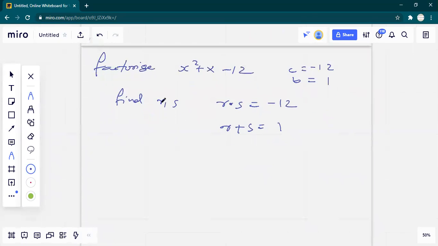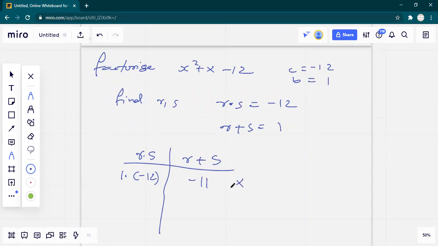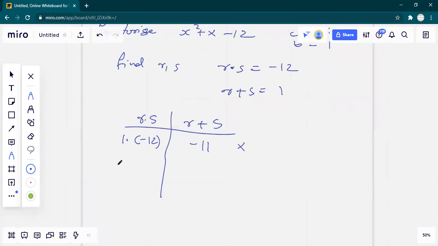Okay, let's prepare the small table. We need the combinations: r times s is equal to negative 12, r plus s is equal to 1. So let's factorize the negative 12 first. The simple factorization is 1 times negative 12. That's equal to negative 12, and the r plus s here is negative 11. So it will not work because the coefficient of the middle term is 1. So this combination is not working. Let's try another combination.